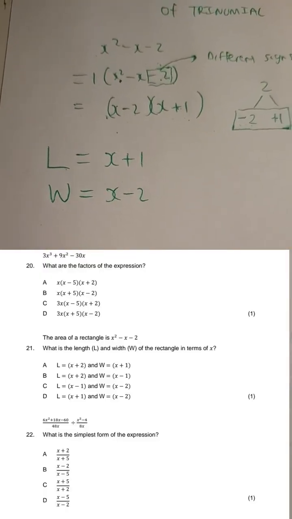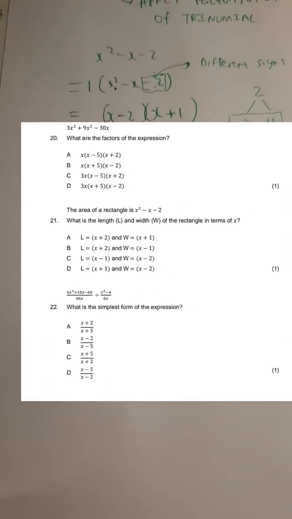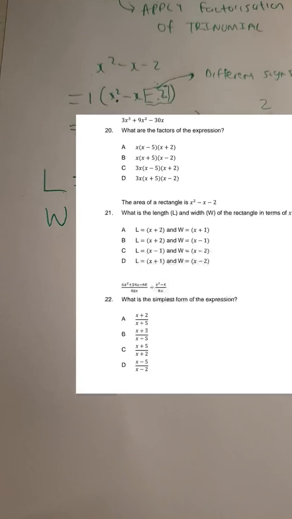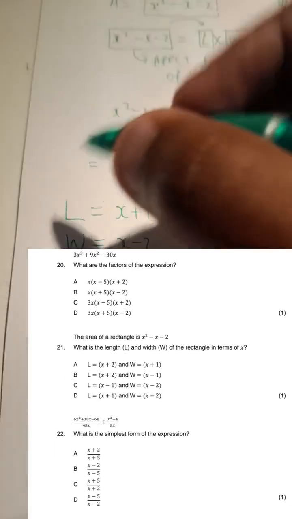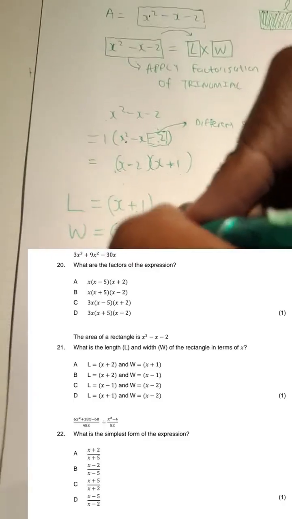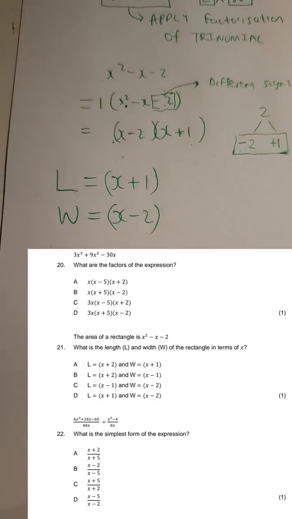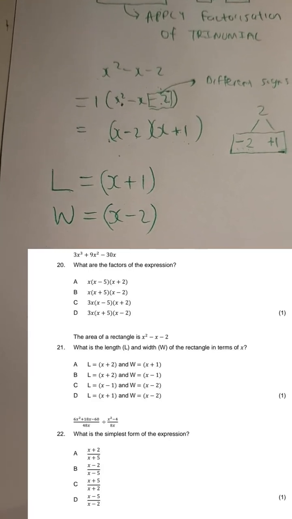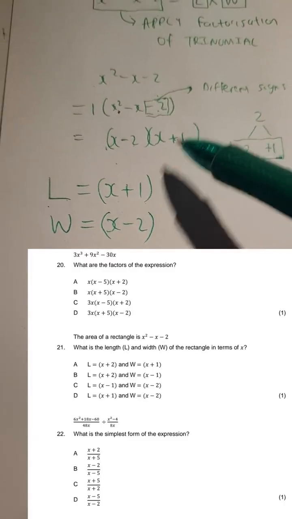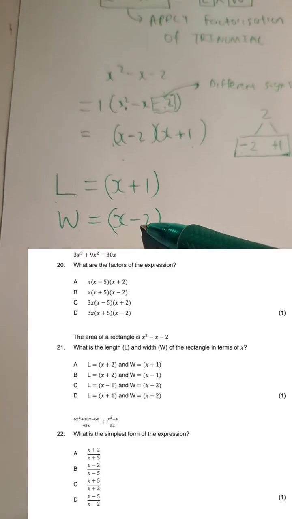And that's it. So if I go back to my question, what is the length and width of the rectangle in terms of x? I've got a length of x plus 1, and I've got a width of x minus 2. Now you are going to ask yourself the question, why, sir, are you saying that the length is x plus 1 and the width is x minus 2?